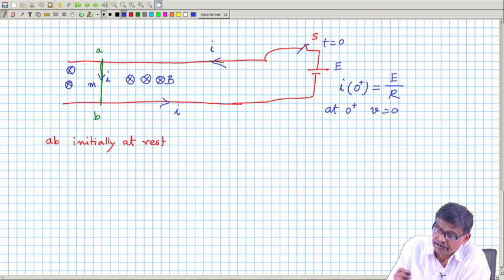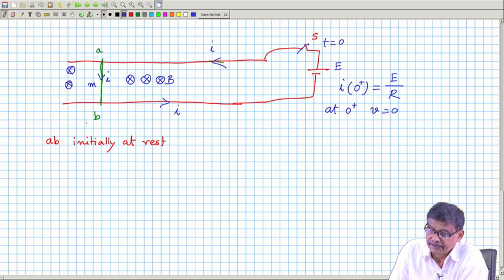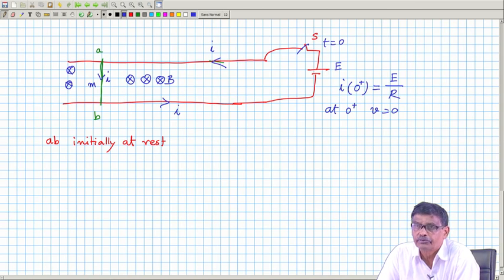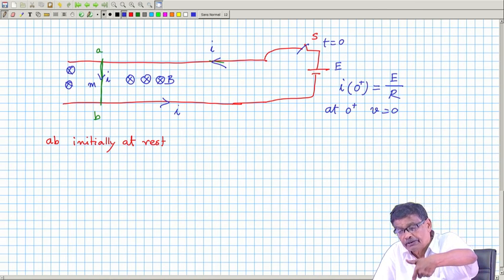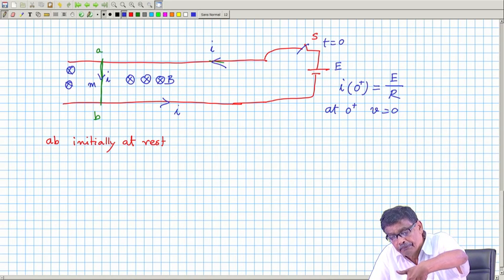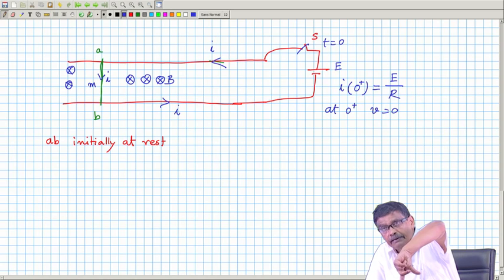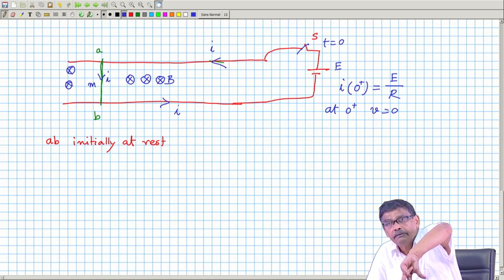So I at 0 plus is the current, and it is placed in a magnetic field, so it will experience a force, which I can get from the left hand rule. That is, this is B and this is I.